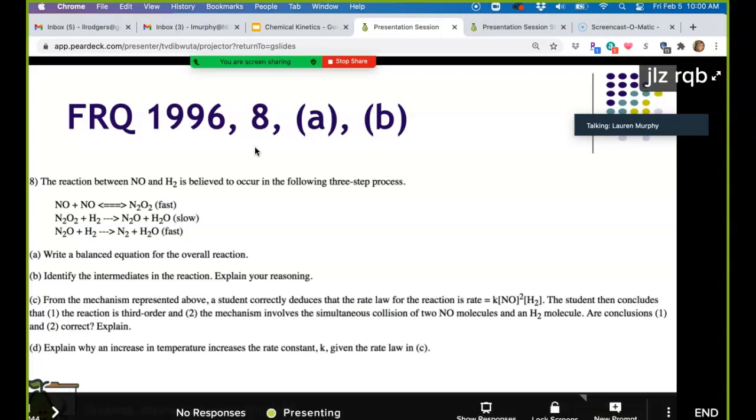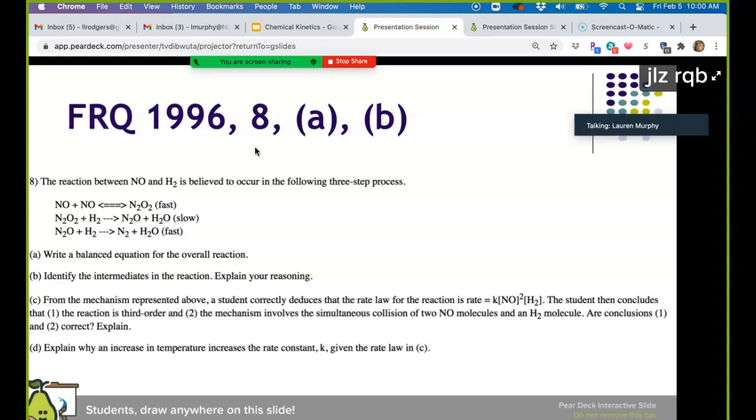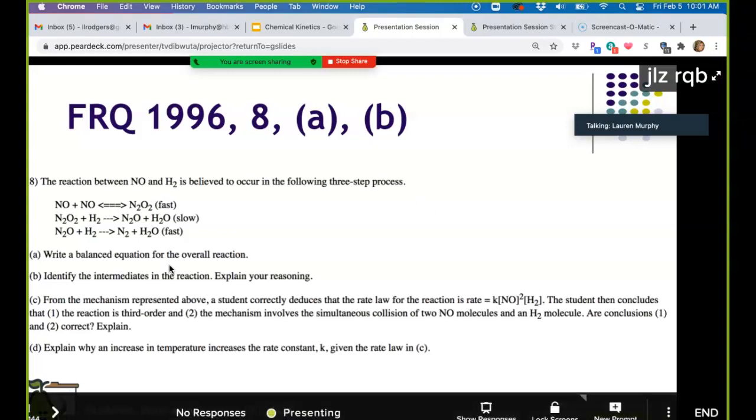So I would like you to take a moment and just do parts A and B on this, where you're going to write out the balance. Actually, we'll do this one together, and there's a couple more we'll practice. You guys will practice on your own. So kind of as a warm-up, it says write out the balanced equation for the overall reaction.